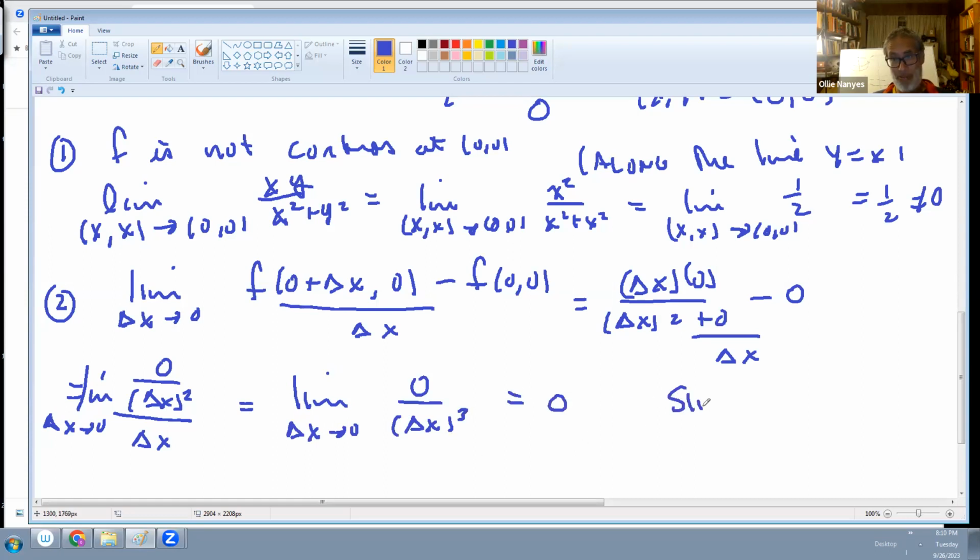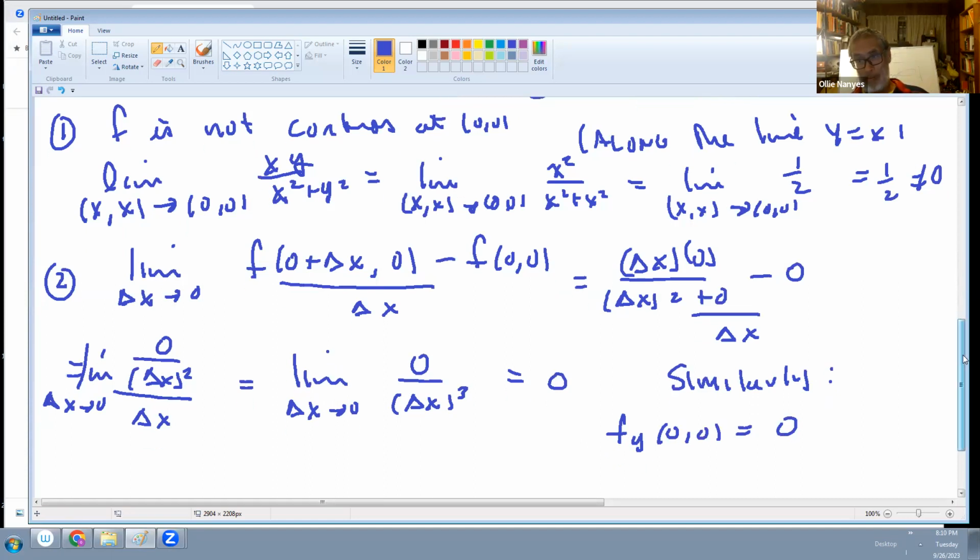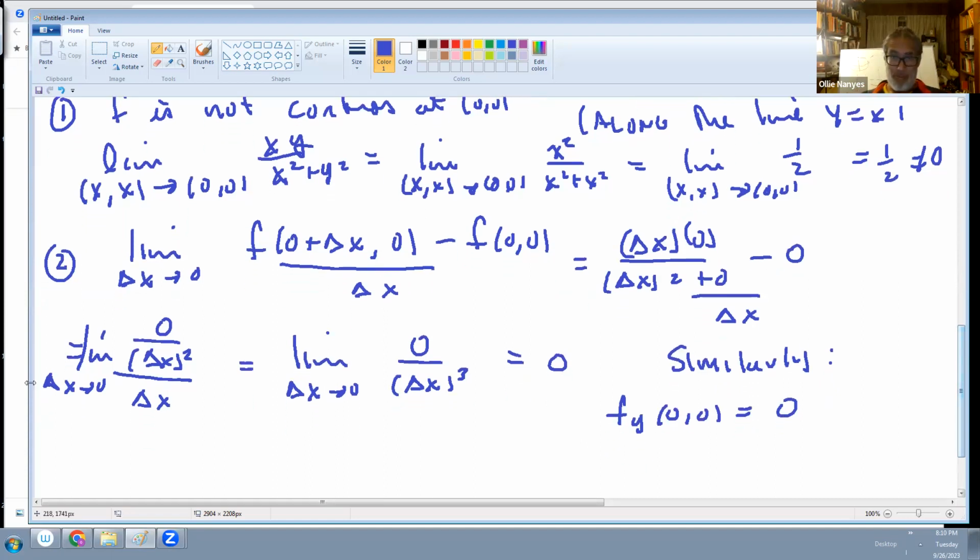And similarly, this is a symmetric function. f sub y at 0, 0 is also 0. So in this case, both partial derivatives exist. This one here was a proof that f sub x at 0, 0 is 0. So both partials exist, even though the function is not even continuous. So that's the second example, and of course, there's many, many others.